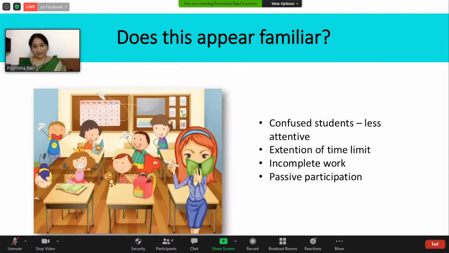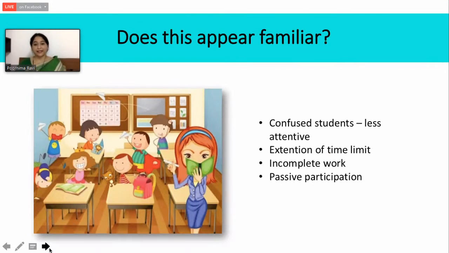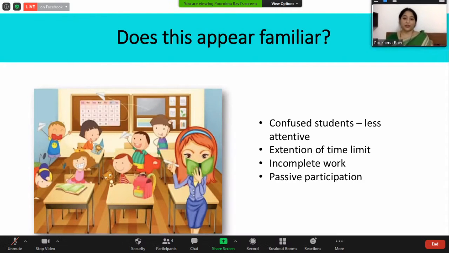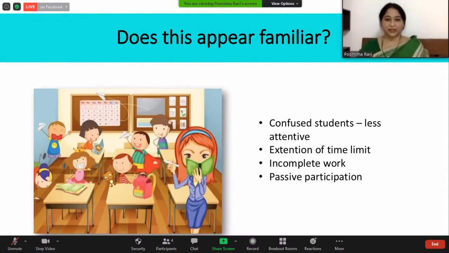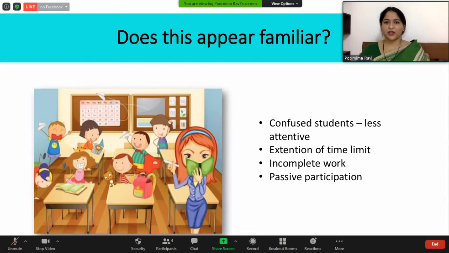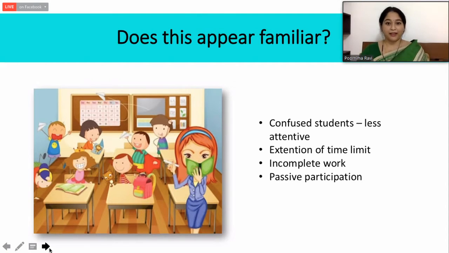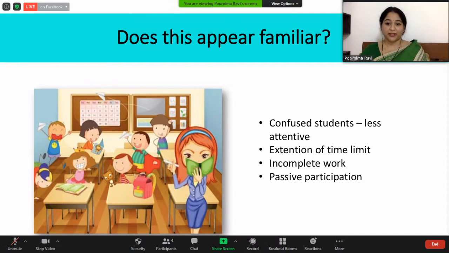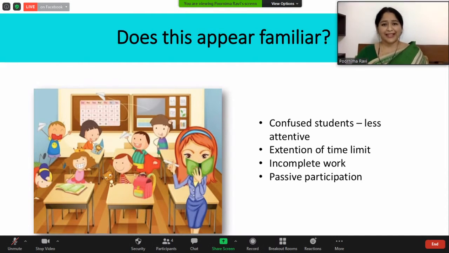Has it ever happened when you have planned your lesson extremely well with some well-developed teaching learning materials? However, when you go to your classroom and begin your session, midway you realize that it's not quite going on track. Some of the issues that I have also faced in my classrooms are confused students who are less attentive in the activity or the task given.